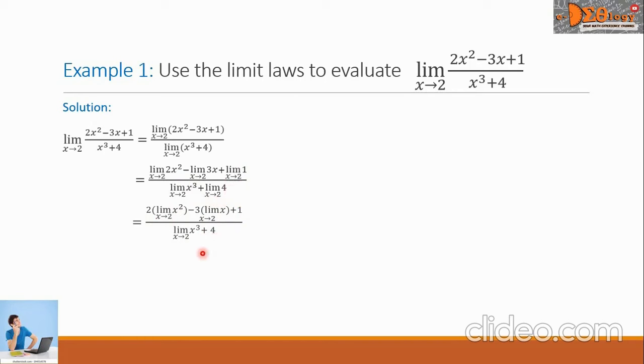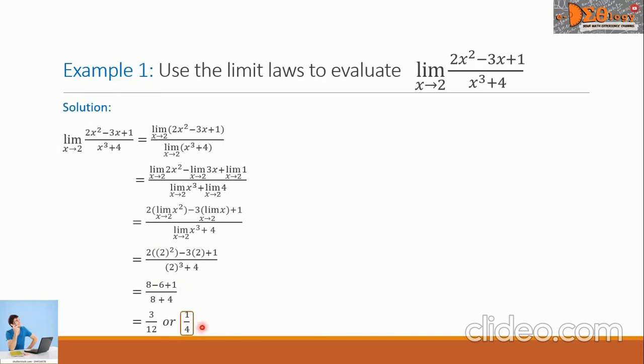On the next step, we will now evaluate the limits respectively. Substitute the value 2 to the x in here, here, and also down here. So we have now 2 times 2 squared minus 3 times 2 plus 1 all over now 2 cubed plus 4. The numerator now becomes 8 minus 6 plus 1 all over the denominator 8 plus 4. Our numerator now is simplified into 3 all over the denominator 12. We can simplify our fraction here to be 1 over 4.